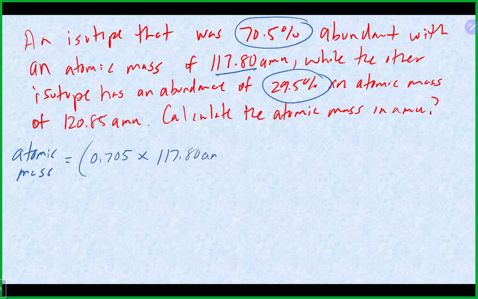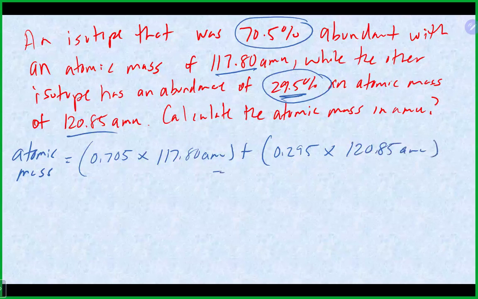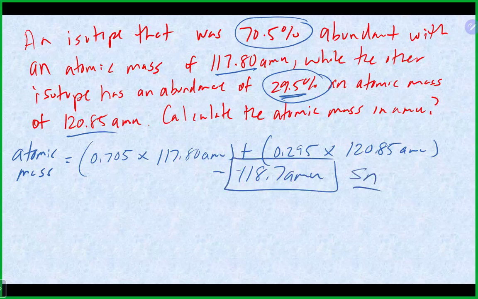117.80. We're going to add it to our next isotope, which has a percentage of 29.5% converted into a decimal, times it by our other isotope's atomic mass. And if we do all that, it looks like maybe 118.7 AMU. And maybe that's 10 up there on the periodic table. Any questions on that?